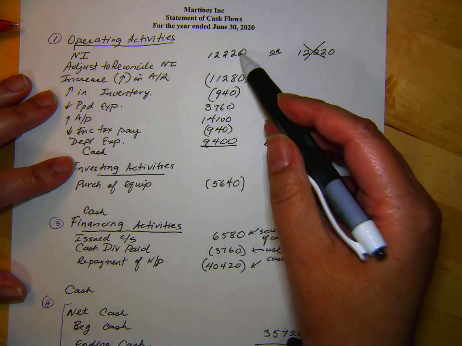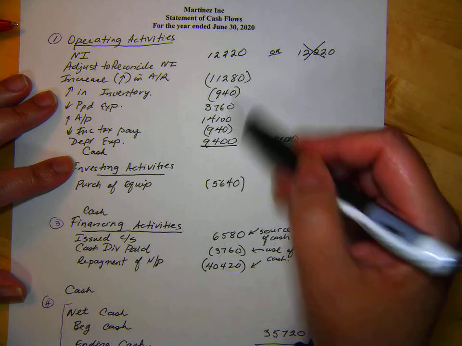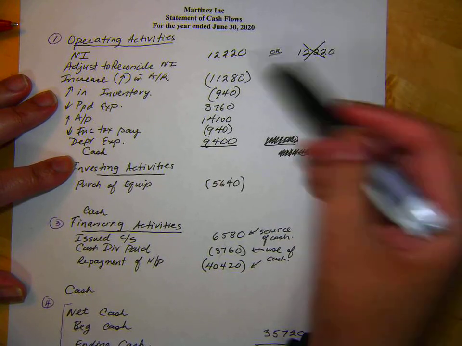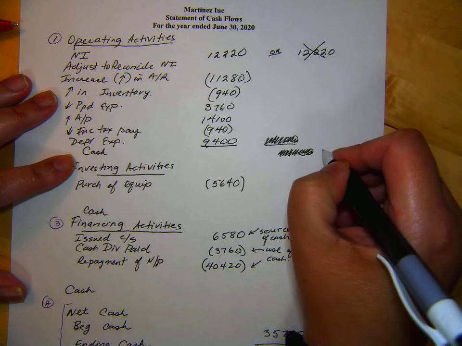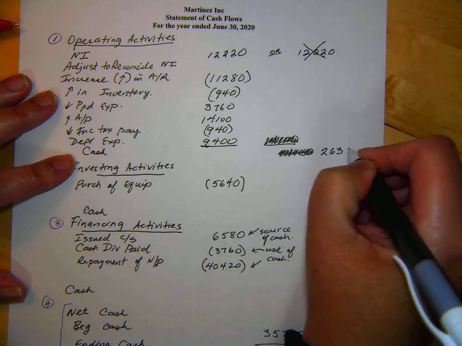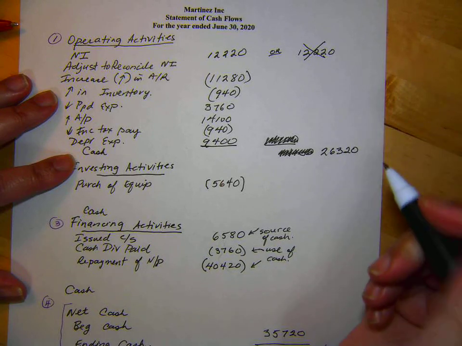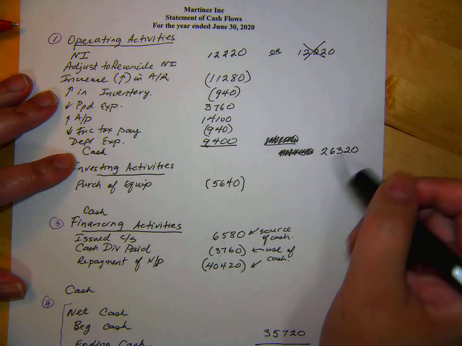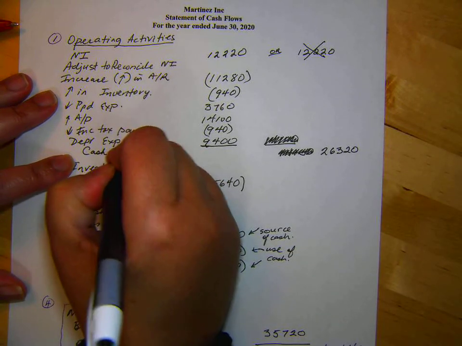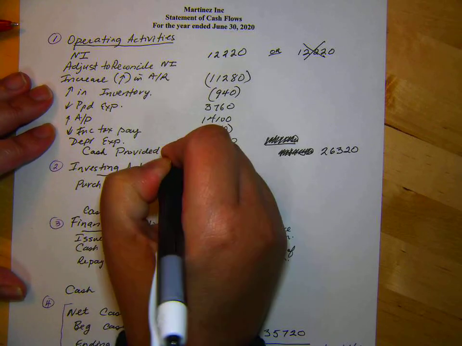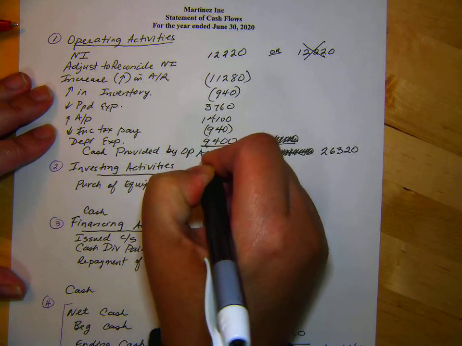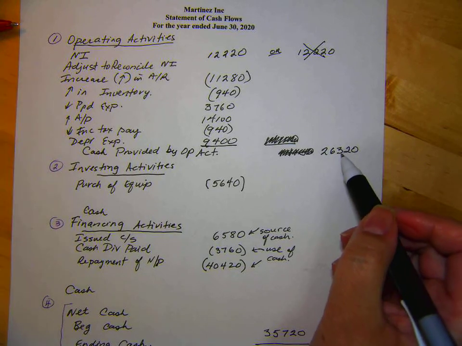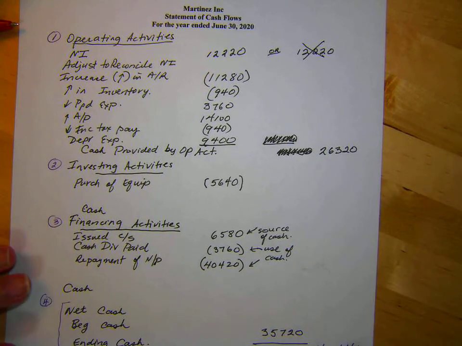So, yes, you add this. Sorry, on my solution I started here and subtotaled. Okay, so you add all of this, and your total cash is 26,320. So, is that cash coming in or going out? It's coming in to us. So it's cash provided by operating activities. If it was negative, it would be cash used. And that's our little number 1.